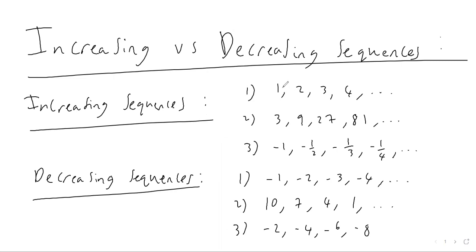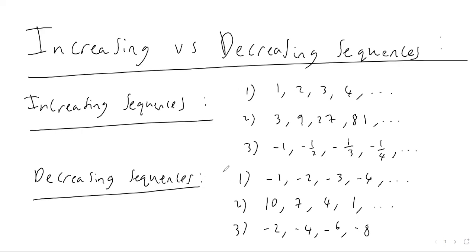You've got this one here, 1, 2, 3, 4, 5, 6, 7, 8, and so on and so on. 3, 9, 27, 81, and so on and so on, so multiplying by 3 each time in this sequence here. And then this one, -1, -half, -third, -quarter. So what are increasing sequences? Well, all these sequences here are getting bigger and bigger. The terms in the sequences are increasing, so they're called increasing sequences. They're getting bigger and bigger.